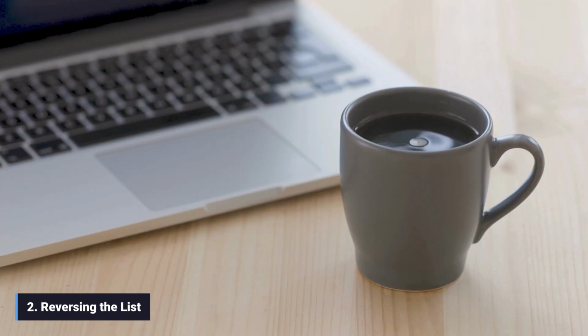2. Reversing the list. Once we have the characters in a list, we can use the same slicing technique we learned previously, the ::-1, to reverse the order of the items in the list.